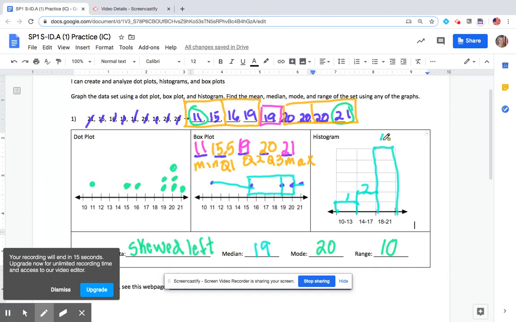And you can see from the histogram that yes, this data is skewed left, and I haven't missed any because 6 plus 2 plus 1 is 9. So that's a little review. Dot plot, box plot, histogram.